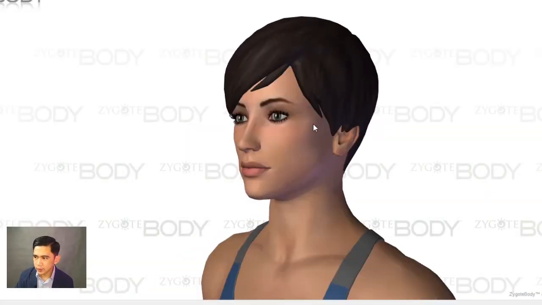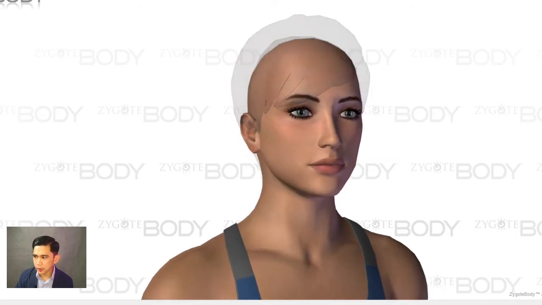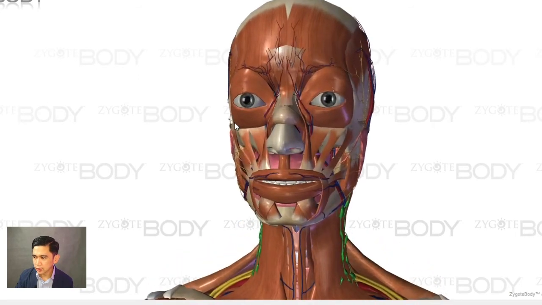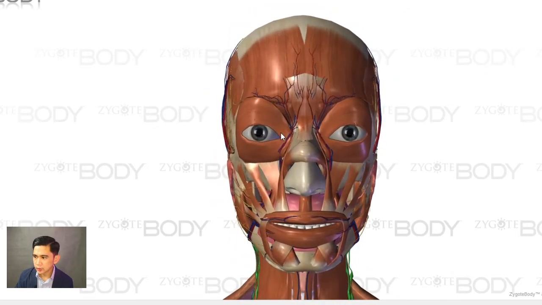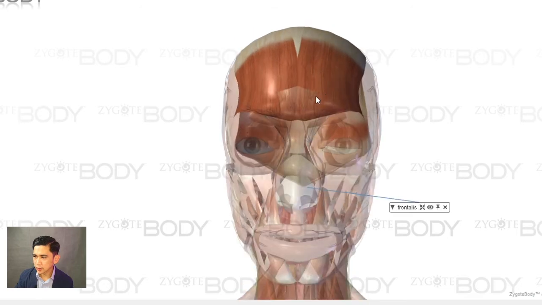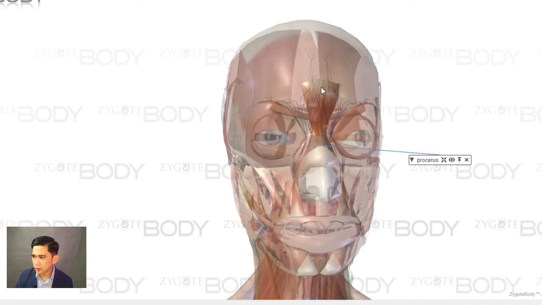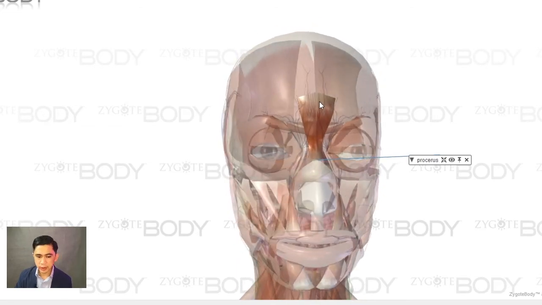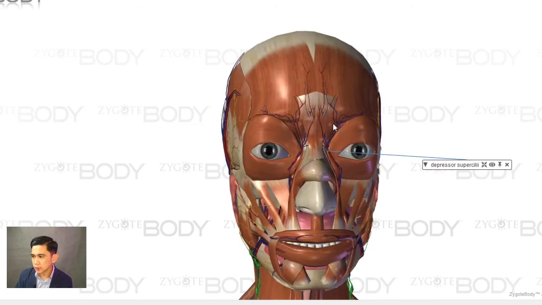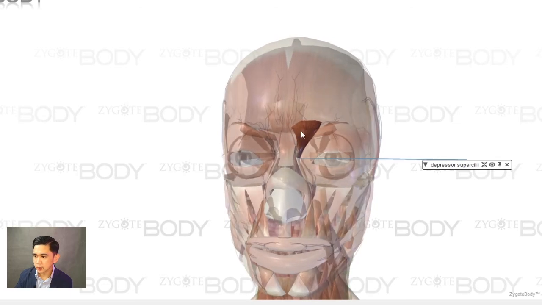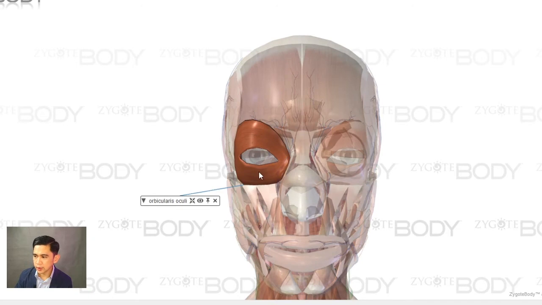Now, let's review all the facial muscles of expression in the Zygote app. So we have here the Zygote model. Now, if you remove the hair and remove the skin, we have here the muscles in the face. So we have the frontalis muscle. It inserts into the eyebrow. We have the procerus muscle. It's midline. It controls our skin in between the eyebrows. We have the corrugator supercilii, one side. We have the orbicularis oculi, which controls the squinting of the eyes and also the lowering of the eyebrow.